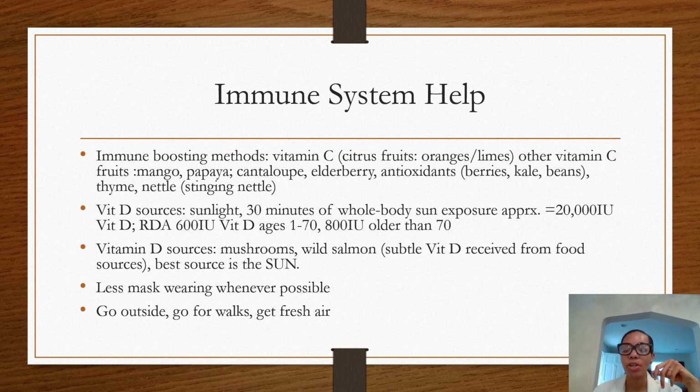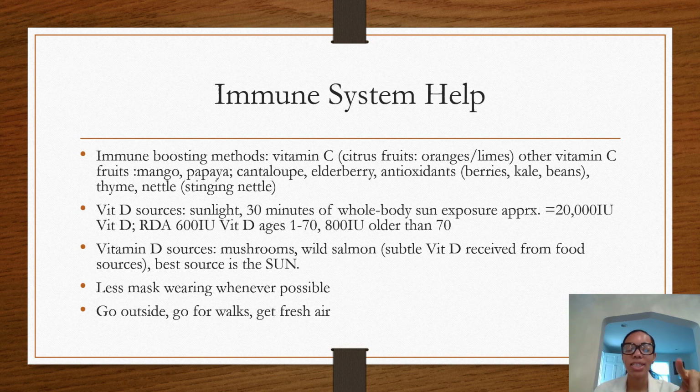Antioxidants are going to help fight off those free radicals, which are unpaired electrons bouncing around that can cause havoc and damage inside of our body. So we want to make sure that we have great levels of antioxidants. You can get those from berries, kale, and beans. Your strawberries, your raspberries, your blackberries, your blueberries, thyme, nettle, and or stinging nettle.